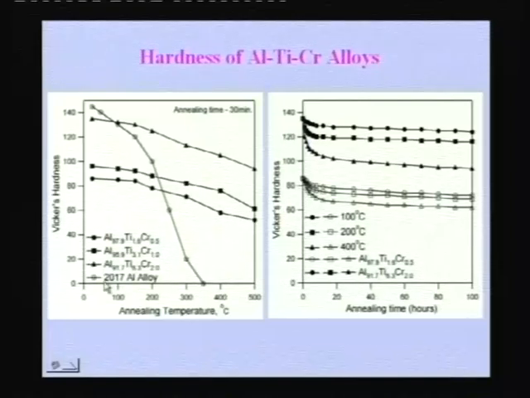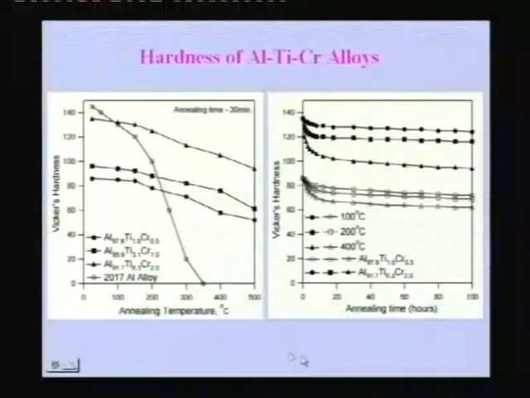If you take a conventional 2017 type of alloy, which is an aluminum copper alloy, it loses its strength rapidly as you increase the temperature, whereas these alloys can retain the strength to a much higher temperature, basically because these Al3Ti particles do not dissolve back into the matrix. That is one interesting thing about these particles: if you look at the aluminum titanium phase diagram, the maximum solubility limit of titanium in aluminum is very small. So, because the maximum solubility limit is very small, the dissolution of these particles does not occur.